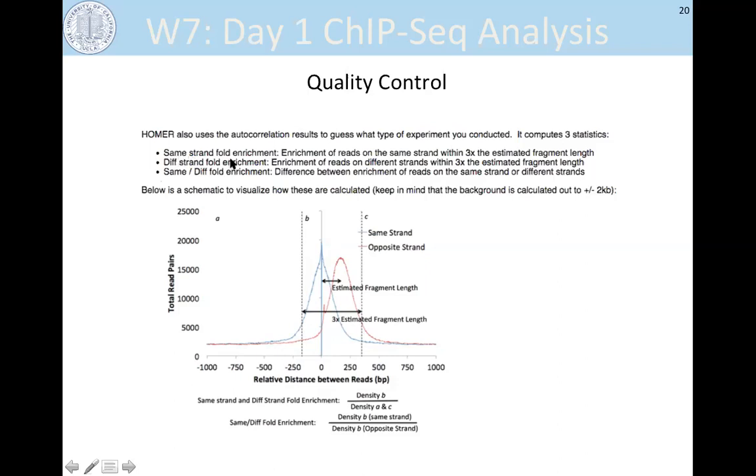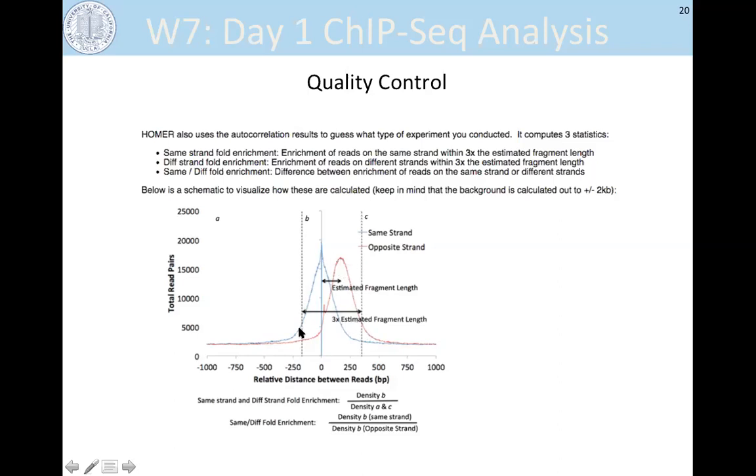So these are same strand fold enrichment, where you look at the same strand and different strand fold enrichment. The density of B based on this plot is the density of the reads that are piling up here. If you have a lot of reads that are aligning in peaks, you'll have a distribution of reads like this for the positive strand, and a certain distance away for the reads that are piling up on the opposite strand.